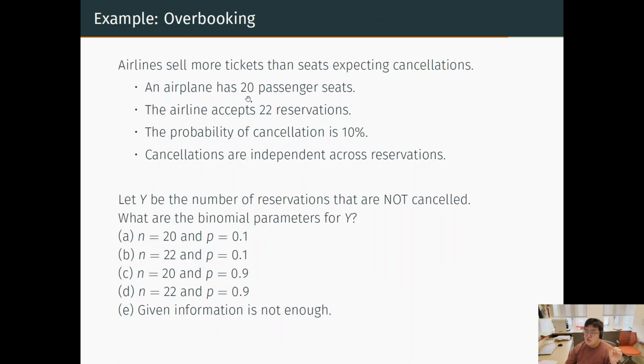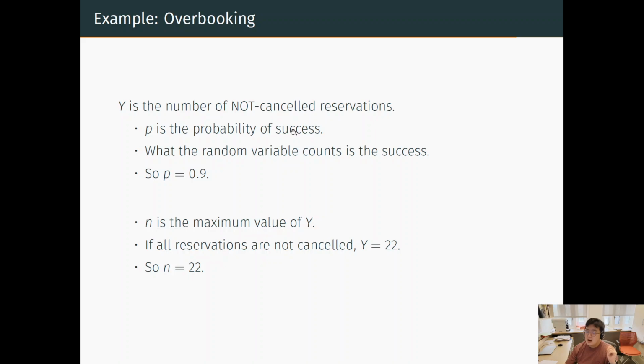So suppose that we have 22 reservations, and suppose that 2 are canceled, 20 are not. In this case, then y equals 20. So that means we are counting non-cancellation as success and cancellation as failure, right? And remember, the parameter p is the probability of success. But as I said, success is just what you count. It can be different. If you count how many cancellations, then p would be 10%.